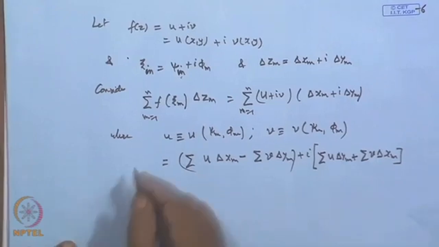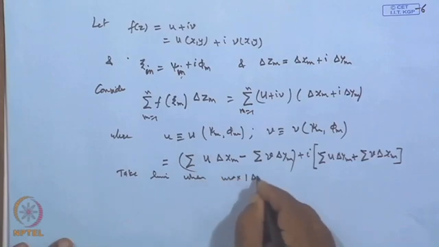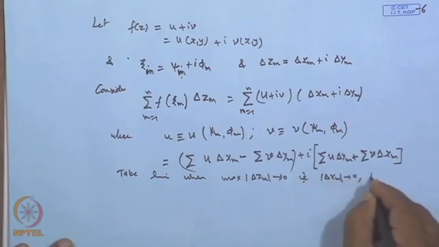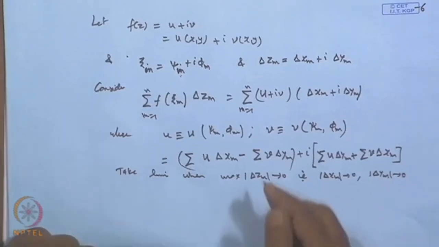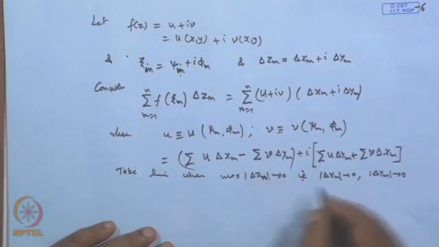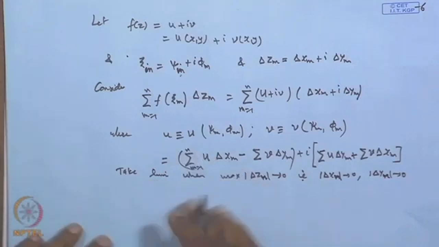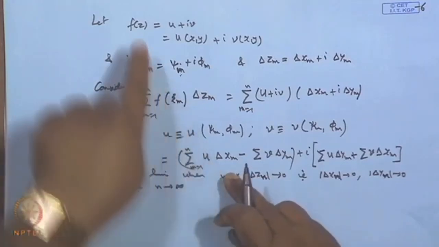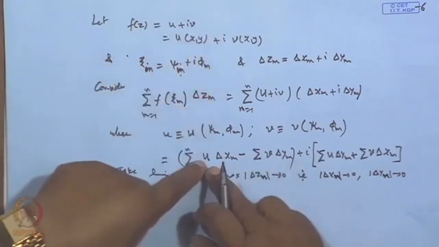Now take the limit when the maximum of the modulus of delta z_m tends to 0, that is, delta x_m goes to 0 and delta y_m goes to 0, with m from 1 to n and n tending to infinity. Now f is assumed to be a continuous function, so u and v are both continuous functions.